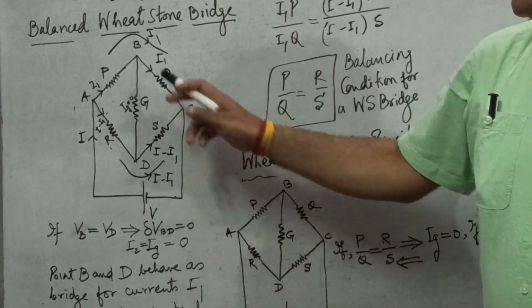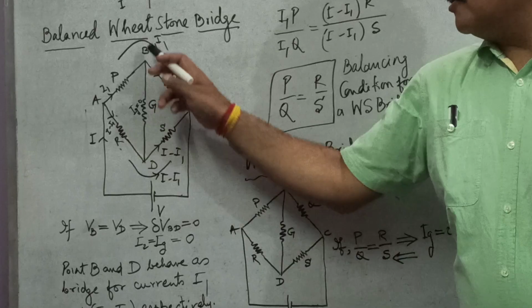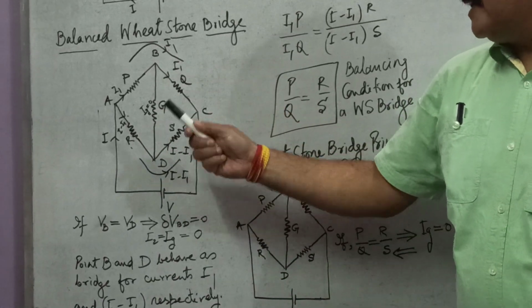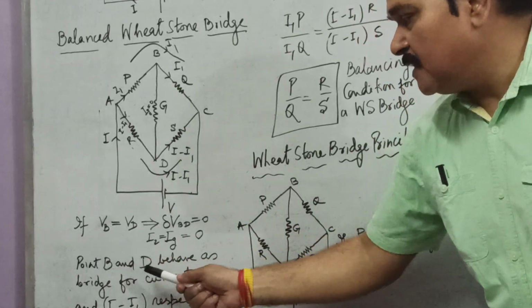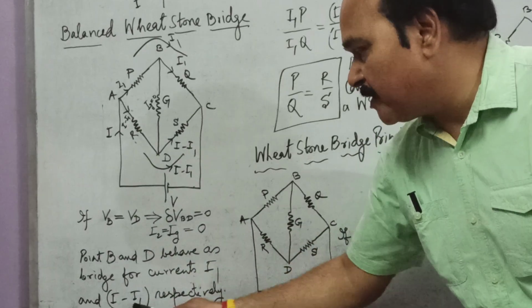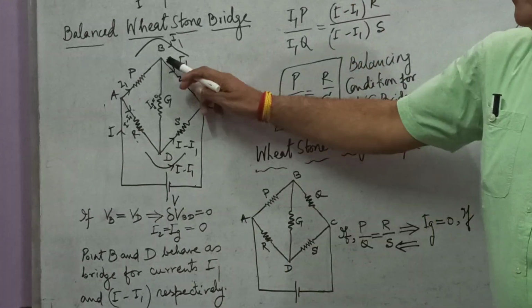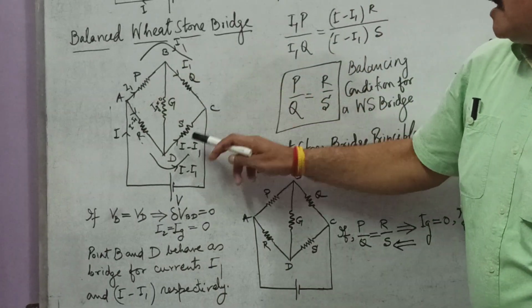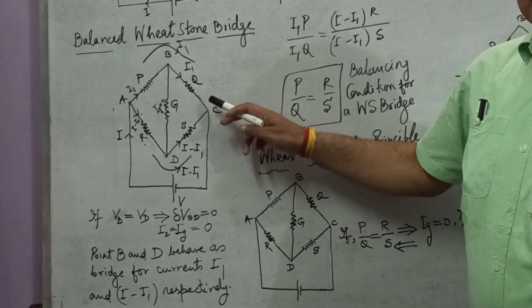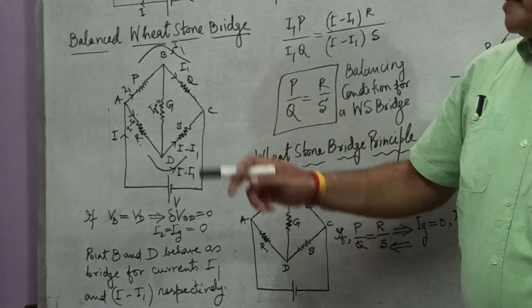So in this situation, when B and D are at same potential, no current passes through galvanometer, and points B and D behave as bridge for current I1 and I minus I1 respectively. So point B behaves as bridge for current I1 and point D behaves as bridge for current I minus I1. So this is what is balanced Wheatstone bridge.